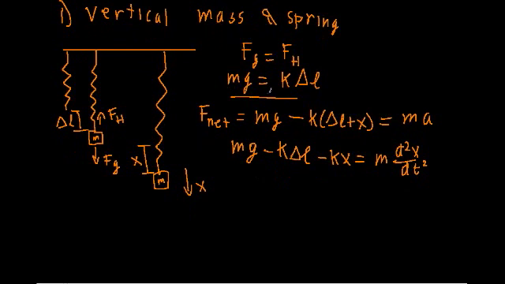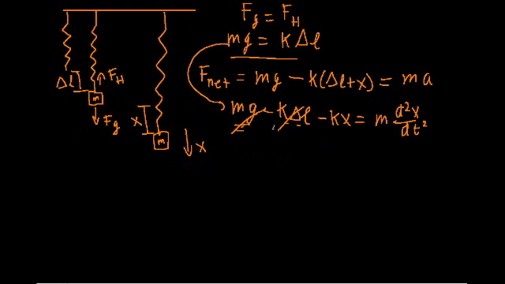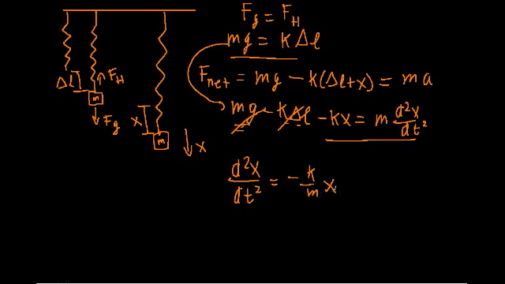We found that at equilibrium, or just in general for the system, the mass times gravity is equal to this k delta L, which means we can plug that in here. Let's plug this right in for mass times gravity, and we'll find that these two terms cancel because they're equal, which means we're just left with this right here. So let's rearrange this a bit, divide by m on both sides, so we get the second derivative of x with respect to time is equal to negative k divided by m times x.